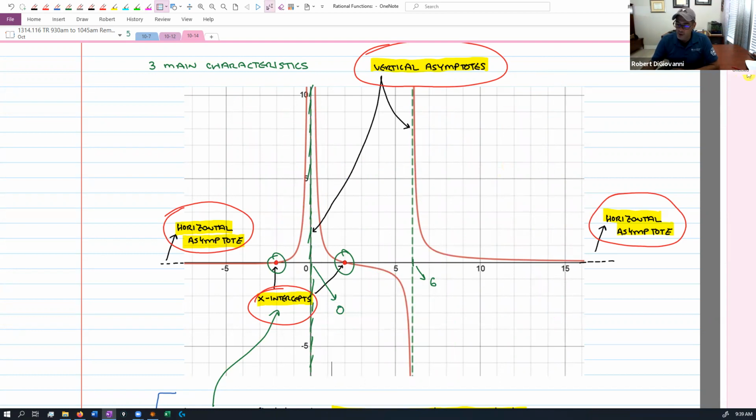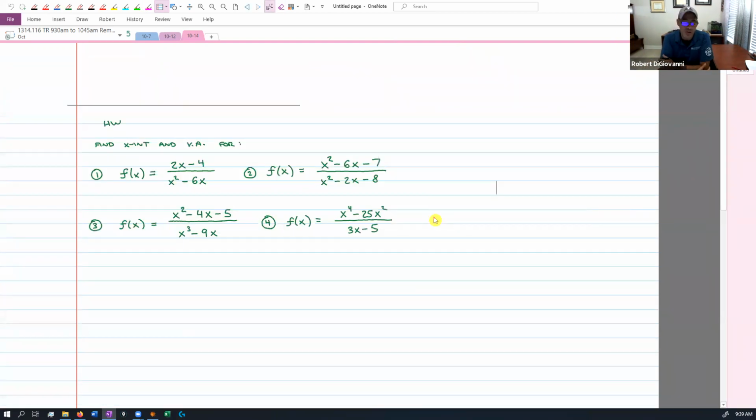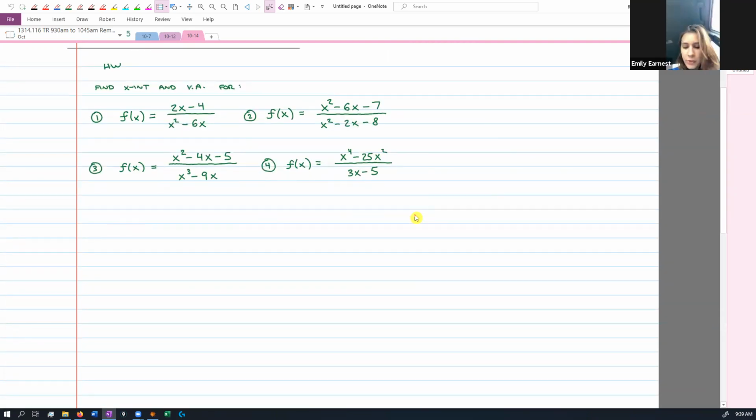Okay, now the homework problems. Did anybody have any questions on finding the x-intercepts or vertical asymptotes for any of these homeworks? I did have a question on, I think it was the first one. So yes, it was the first one. So the 2x minus 4. Yes. So you take a 2 out.